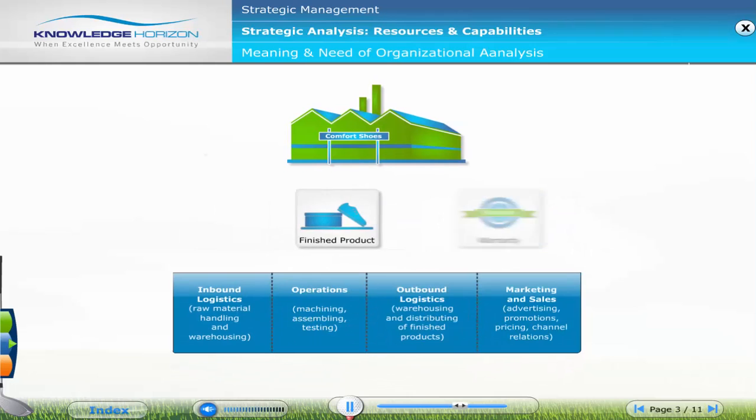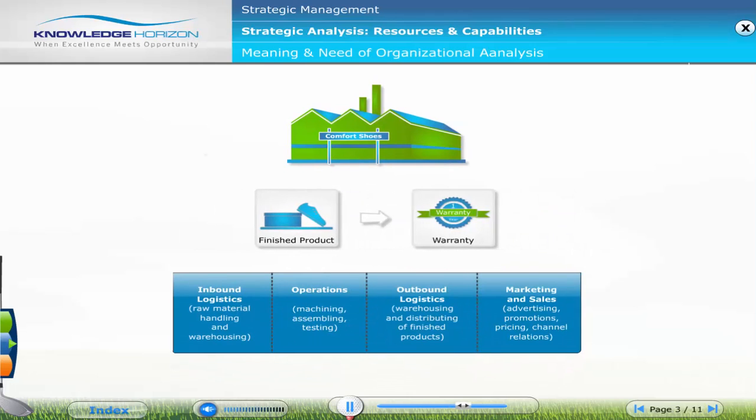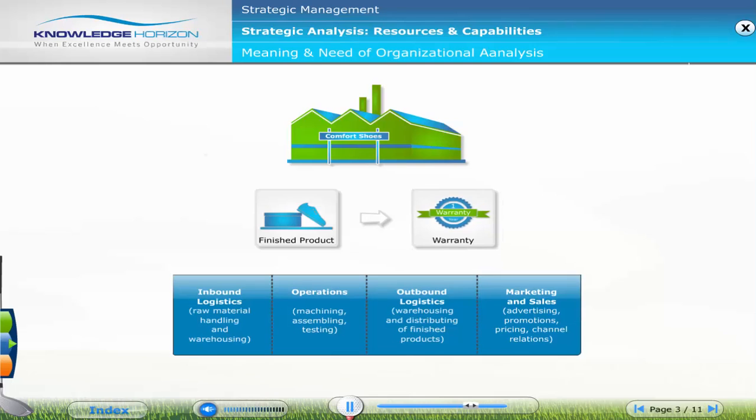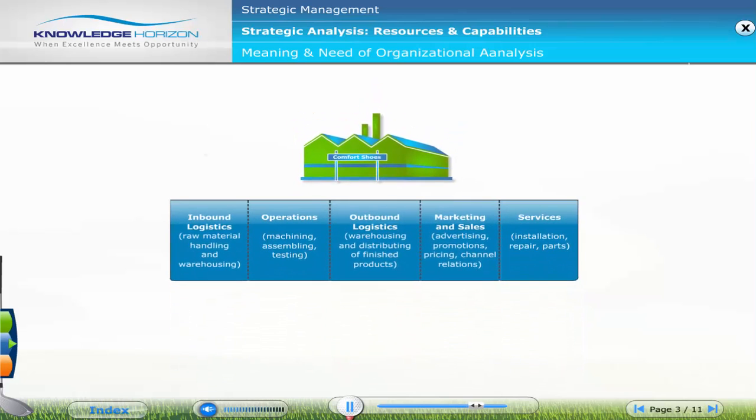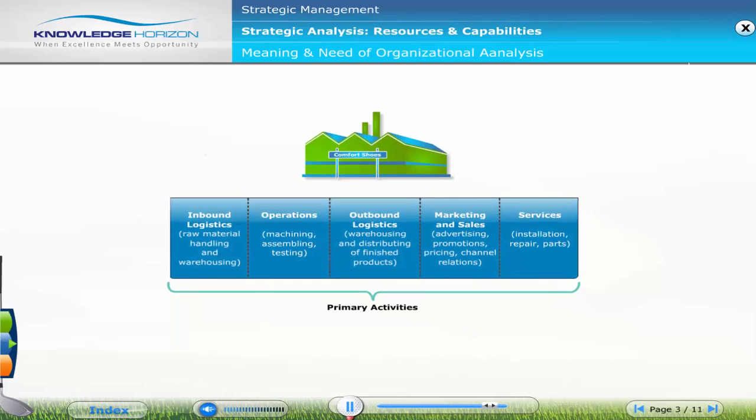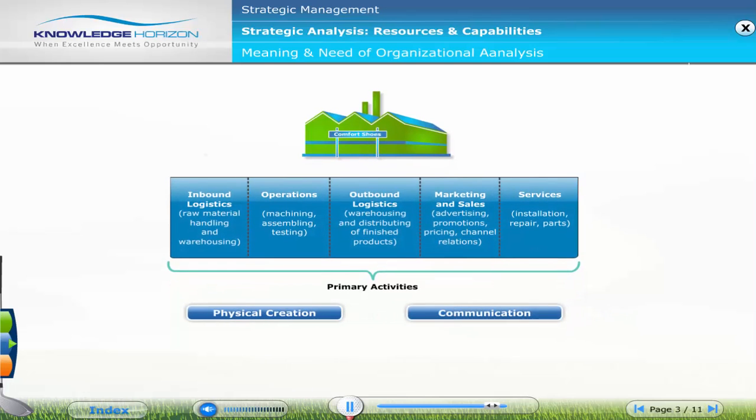Umford Shoes gives a 1-year warranty on stitching and sole quality. The company provides free repairing services during the warranty period. This activity comes under after-sales services. In the value chain of Umford Shoes, inbound logistics, operations, outbound logistics, marketing and sales, and after-sales services are considered as primary activities. Since these activities focus on physical creation, communication and delivery of the products to ultimate buyers, they are called primary activities.